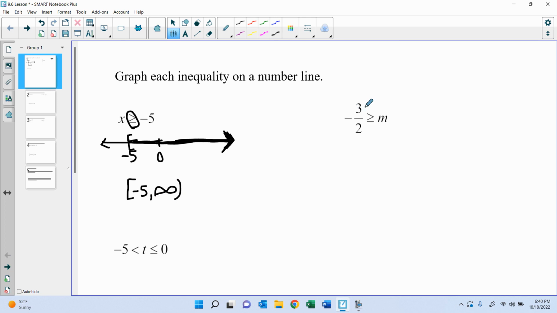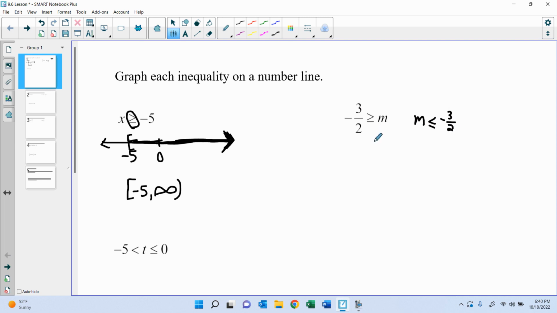Now, this one, the problem is this doesn't read very well because the M is on the right. So we're going to turn it around so that it reads correctly. This is something you should write in your notes. In order to turn this around, we have to change the direction of everything. So M will be on the left. The inequality also has to change directions, and then the -3/2 is now on the right instead of the left.